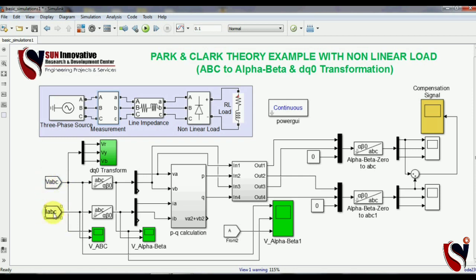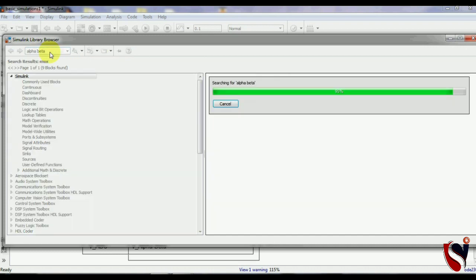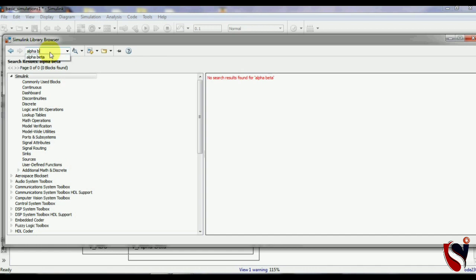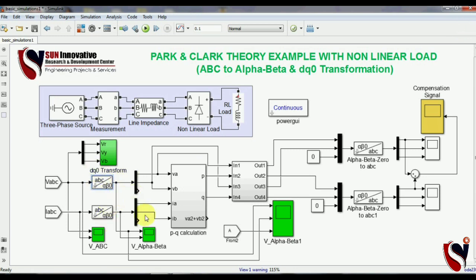These are the VABC and IABC current and voltage signals from the non-linear load, and they go to the ABC to alpha beta transformation. This block you can get from the Simulink library browser like this: alpha beta, or you can write alpha beta transformation. So you can see here ABC to alpha beta 0, and this block is used to design your simulation this way.